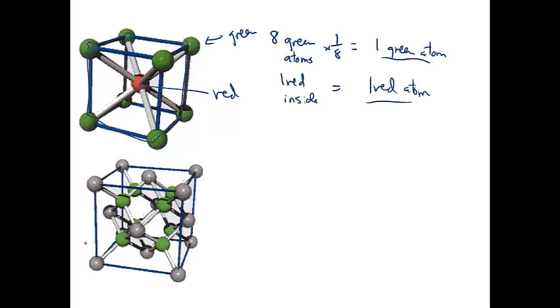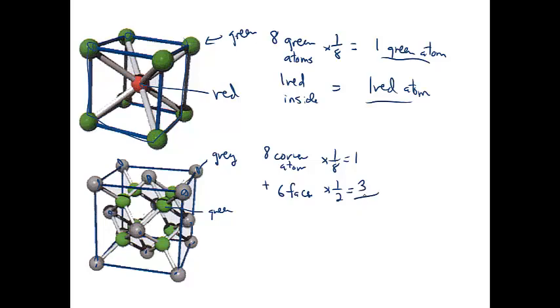This one here is a lot more hard. Let's say we have gray, and let's say we have green. For the gray ones, we have 8 corner atoms. That's this one, this one, this one, this one, this one, this one, this one, and the one in the back. And now those count as an eighth each, so that's 1. Plus the gray ones also, there's 1, 2, 3, 4, 5, and 1 in the back. 6 on the faces, and those count for a half each, so that's another 3. So we have a total of 4 gray atoms.